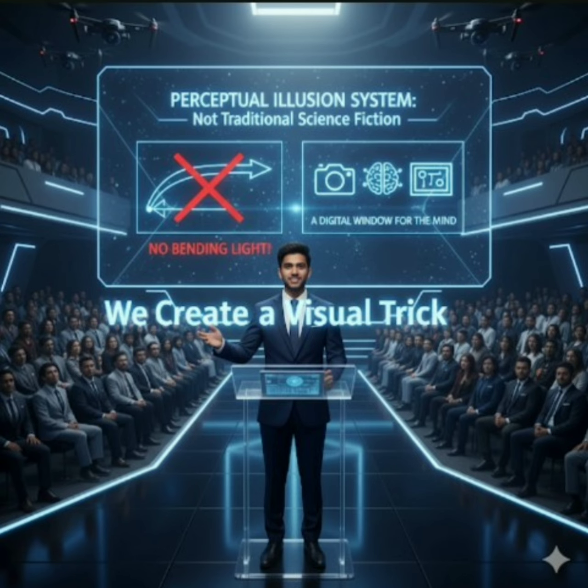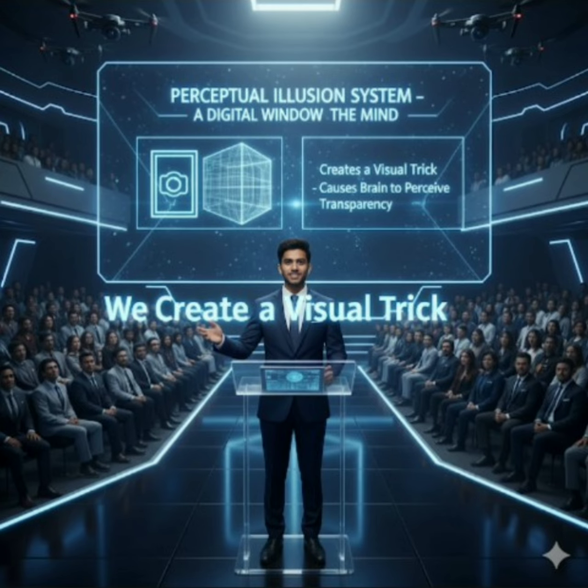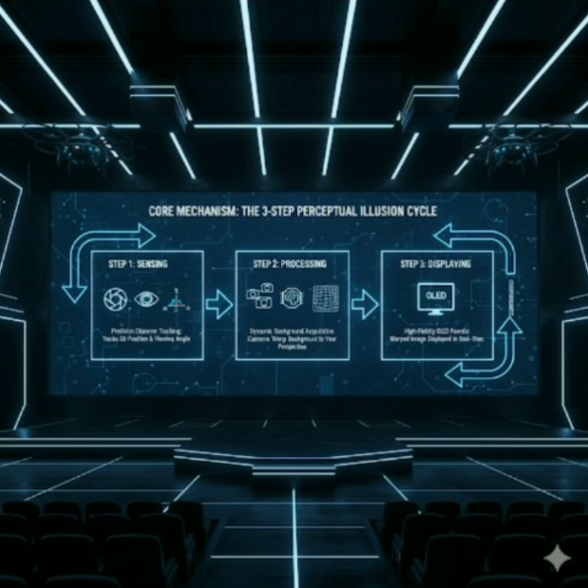First, I want to make one thing clear. This concept is not like traditional science fiction. We are not bending light here. My device is a Perceptual Illusion System. In simple terms, it operates like a digital window or a perception platform. It creates a visual trick, causing your brain to perceive that the object has become transparent. This entire core mechanism works in a continuous three-step cycle: sensing, processing, and displaying.